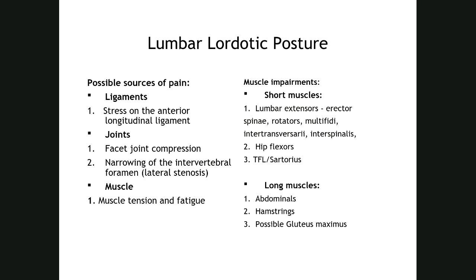So lumbar extensors, which includes your erector spinae and all the ones listed here. Hip flexors, the hip is going to be in flexion, meaning that the hip flexors are going to be shortened. The TFL and the sartorius may be, but not necessarily. Lengthened muscles are going to be everything in the front, the abdominals, the hamstring, possibly the gluteus max because of the hip being in flexion. That will lengthen the gluteus max.